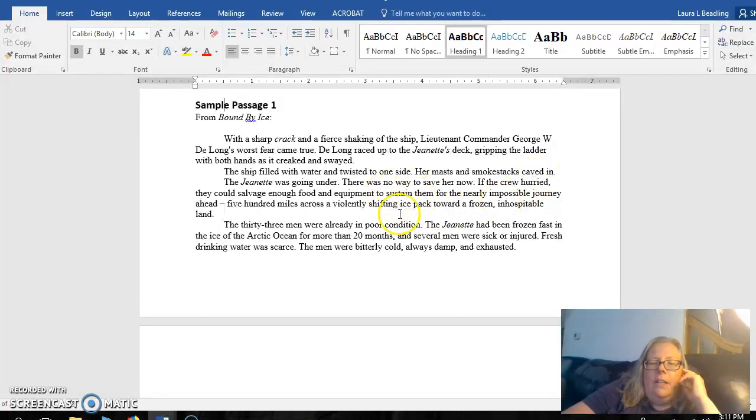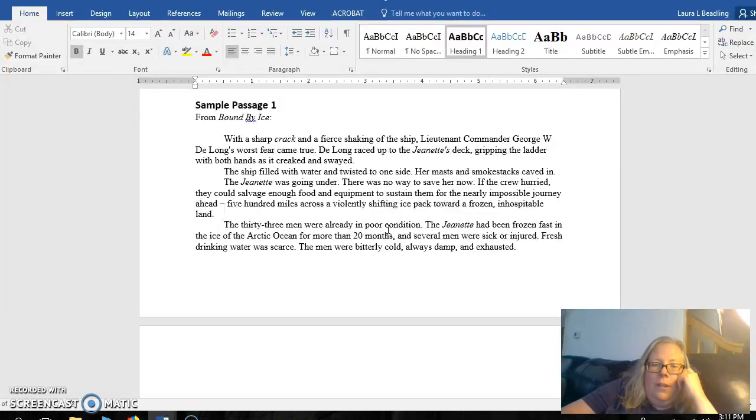We also have the stakes here, right, that this is going to be a nearly impossible journey, right? And what's going to make it so difficult is this violently shifting ice pack that's taking them towards a frozen, inhospitable land, right? And then they're already in bad condition. They're not really going to be in great shape to undertake this. So we get a lot of those stakes as well about why this is difficult and why it matters.